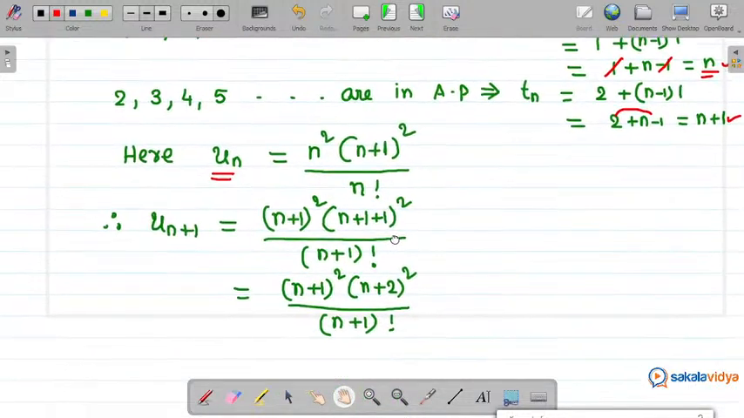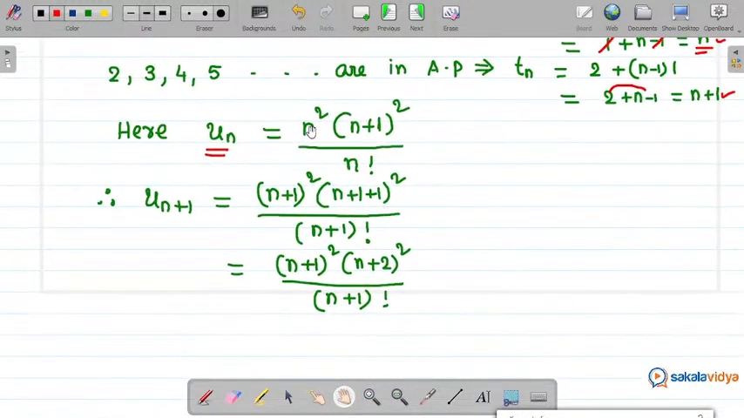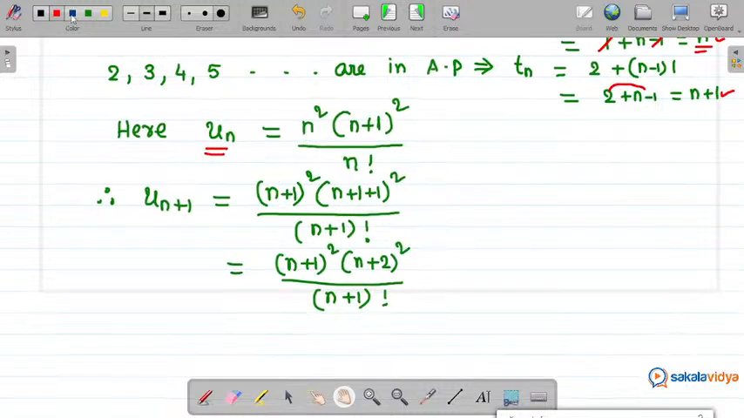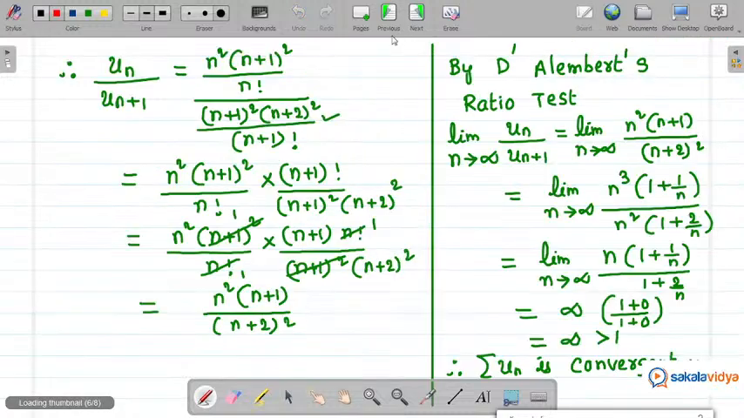Now we need to find un plus 1. In the place of n, write n plus 1. So n plus 1 whole square into n plus 1 plus 1 whole square by n plus 1 factorial. N plus 1 plus 1 is n plus 2. So un plus 1 becomes n plus 1 whole square into n plus 2 whole square by n plus 1 factorial. Am I right?